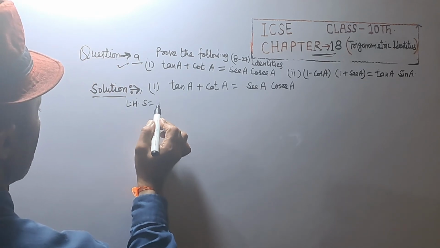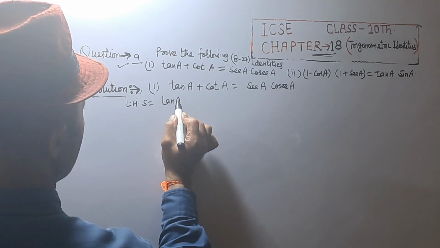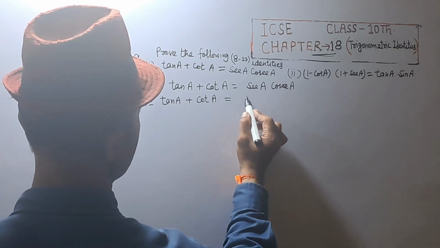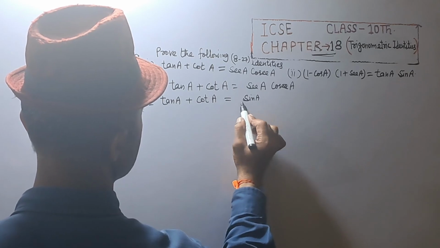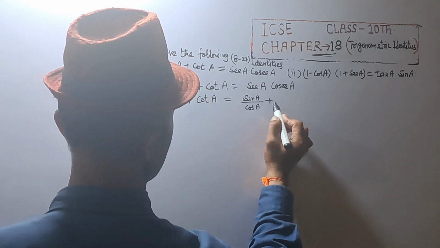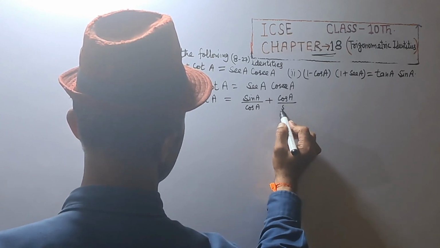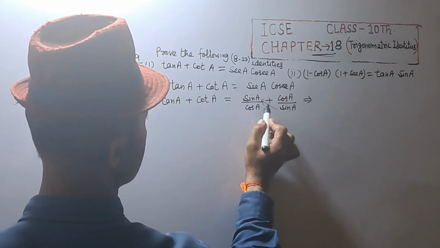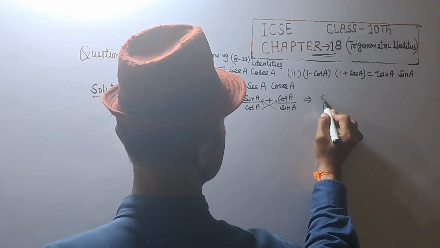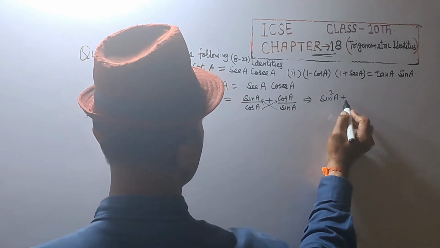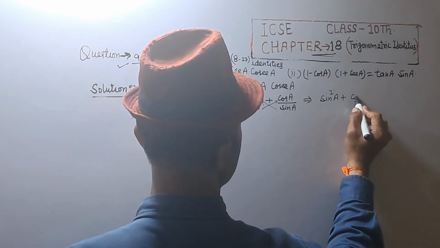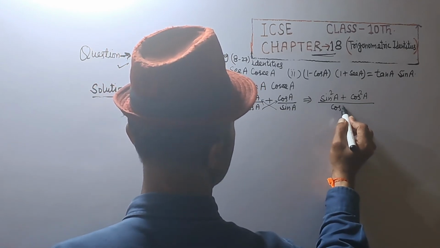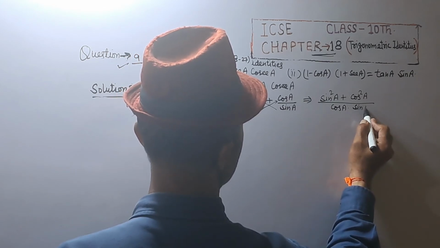Taking left hand side, tan A plus cot A. That is equal to tan A is sin A upon cos A plus cot A is cos A upon sin A, which implies, cross multiplying, sin A into sin A, that is sin square A, plus cos A into cos A, that is cos square A, divided by cos A into sin A.